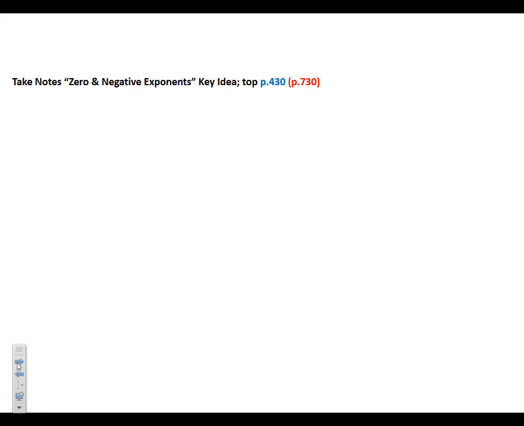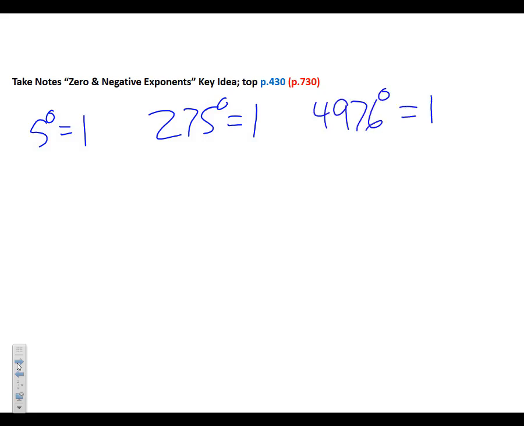The first thing you learned was that any power where the exponent is equal to 0 is equal to 1. So it doesn't matter what the base is. It can be a number, numerically. It can be a variable, algebraically. So if I have 5 to the 0, that equals 1. If I have 275 to the 0, that equals 1. If I have 4,976 to the 0, that equals 1. Anything to the 0 power equals 1.